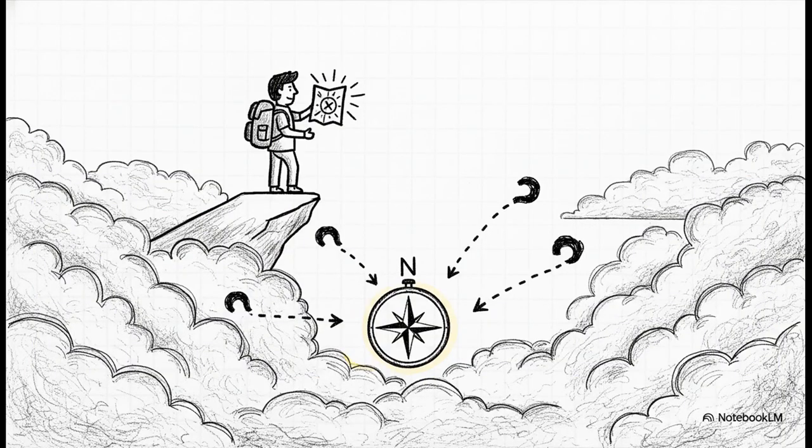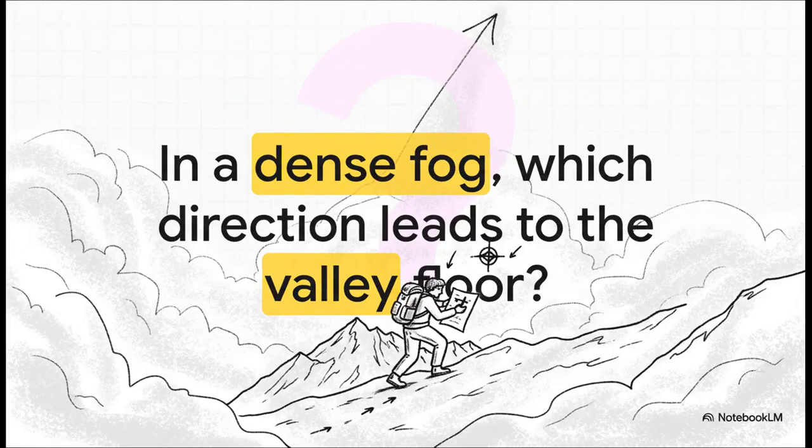Okay, so our hiker has their map. They know their altitude, their cross-entropy score, but that fog is still just as thick as ever. They know they're high up, but which direction is down? To solve this, they need a strategy, a sort of algorithm for finding the way down, and that algorithm is called gradient descent. This is really the core problem that gradient descent is built to solve.